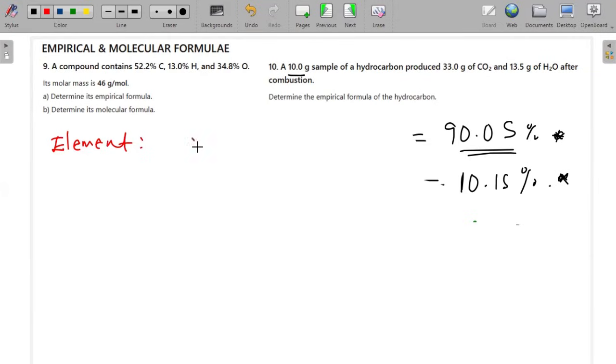So the elements are carbon and hydrogen, and the mass percent is 90.05 and then I found 10.15. From there, I find the moles. So I divide each of these by their molar mass. The first one is 90.05 divided by 12.01.